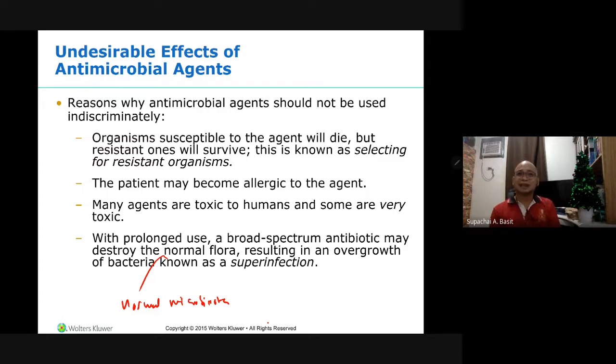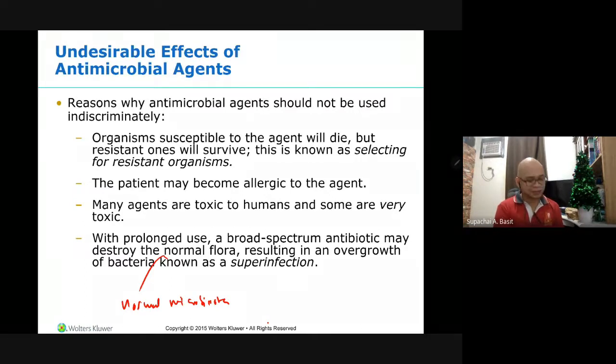Do you know that some antibiotics are nephrotoxic, which means that they can destroy the kidneys? Some antibiotics are ototoxic. They can destroy the auditory senses. Pwedeng mabingi yung patients. An overdose of antibiotics is not good because it destroys those that are normally present.